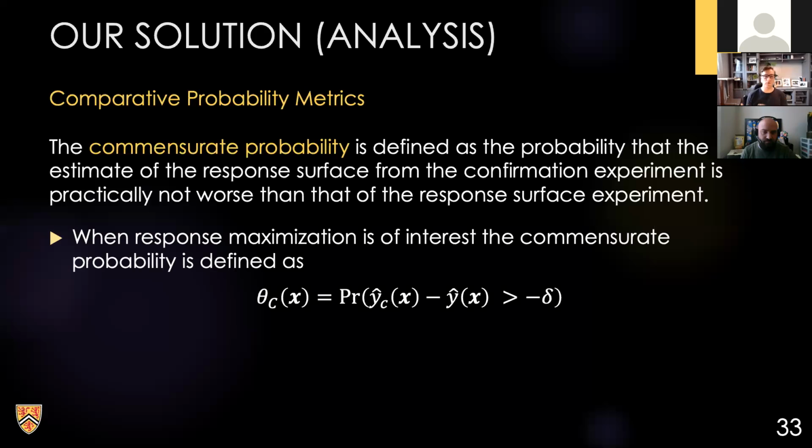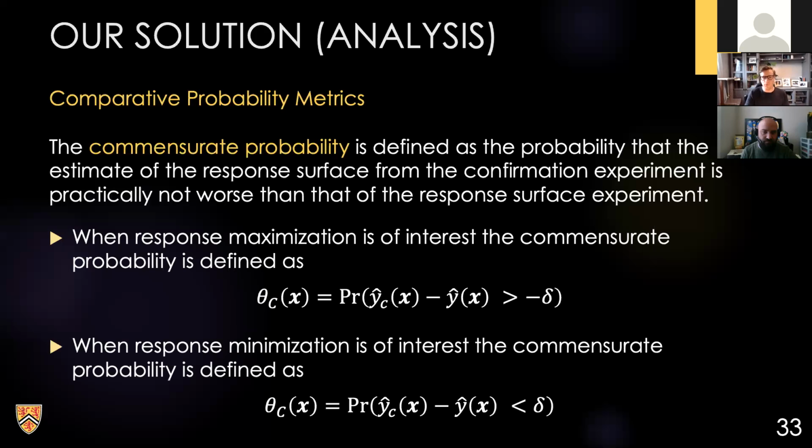So when you care about response maximization, we define the probability in this way: the probability that this difference would be bigger than negative delta. So that's accounting for the scenario that your confirmation runs are a little bit worse, but not so worse that you would say it's inferior. It's within that tolerance of practical equivalence. So what's the probability of being bigger than this negative delta? So effectively, this is like a probability of practical non-inferiority. And if what you care about was response minimization, we just flip the inequality and the sign on delta because the direction of the comparison changes.